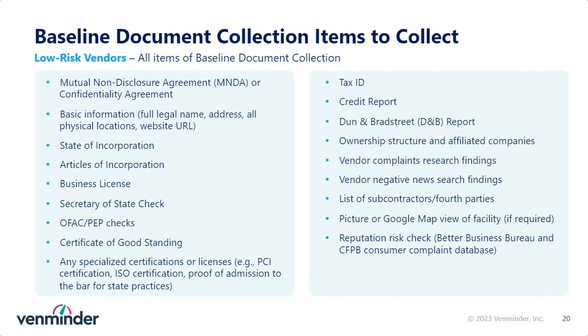It's also a good idea to ask your vendors to provide a list of subcontractors or fourth parties so you know what products or services they're outsourcing. Even though you don't have a direct contract with these fourth parties, it's still good to be aware of who your vendors are dependent on. Vendors like an office supply provider or a landscaper would probably fall into this low-risk category, but you'll still want to collect some of this baseline information to keep on file.